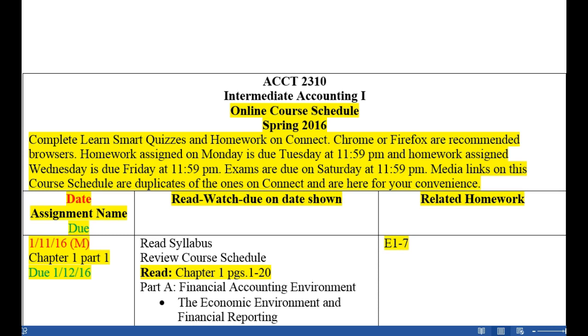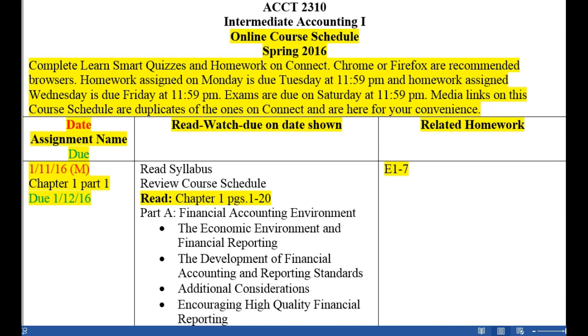There's a quick review of how the course schedule works. There's a header that repeats some information that pertains to the whole semester. Homework assigned on Monday is due Tuesday. Homework assigned on Wednesday is due Friday. Exams, if you have them for chapters, are on Saturday, and they're only for the chapters that they come after. There are media links, and they're duplicates of the ones on Connect. Homework is done on Connect. You can read on Connect, or you can read the book at your pleasure. I find reading the book useful because you can follow along when you do the homework.